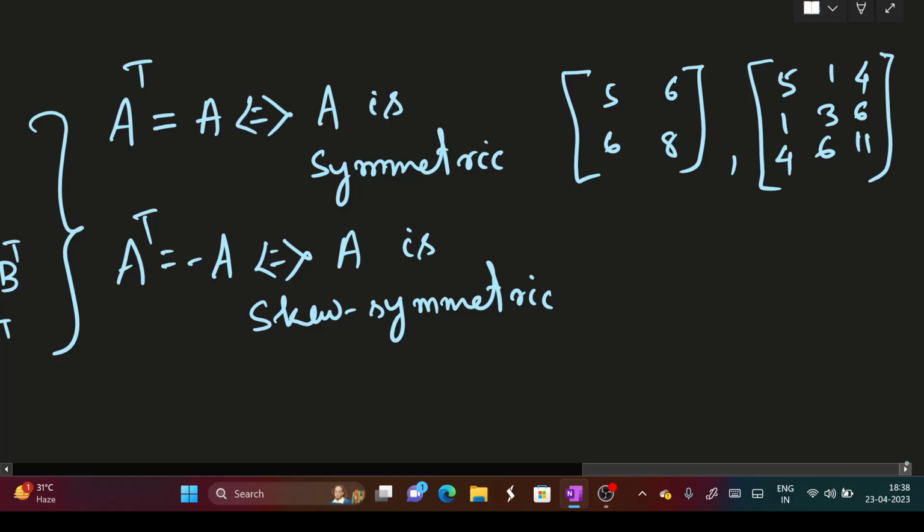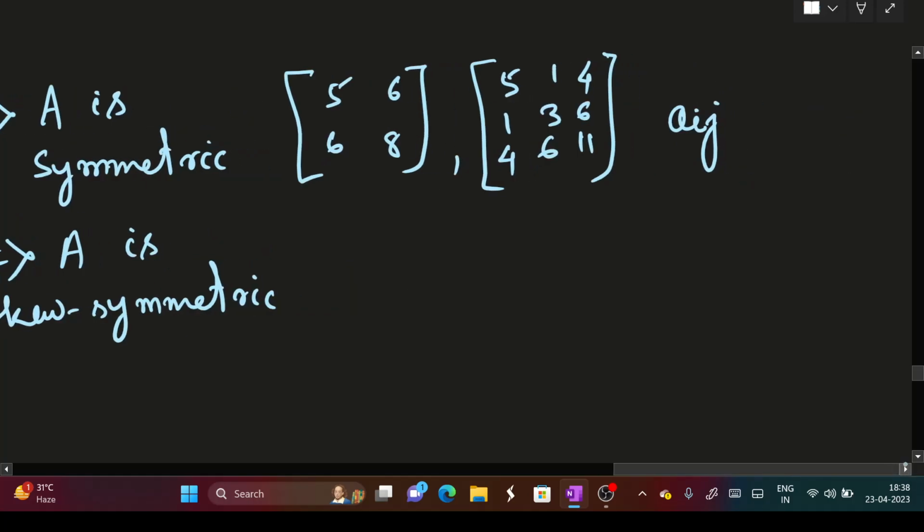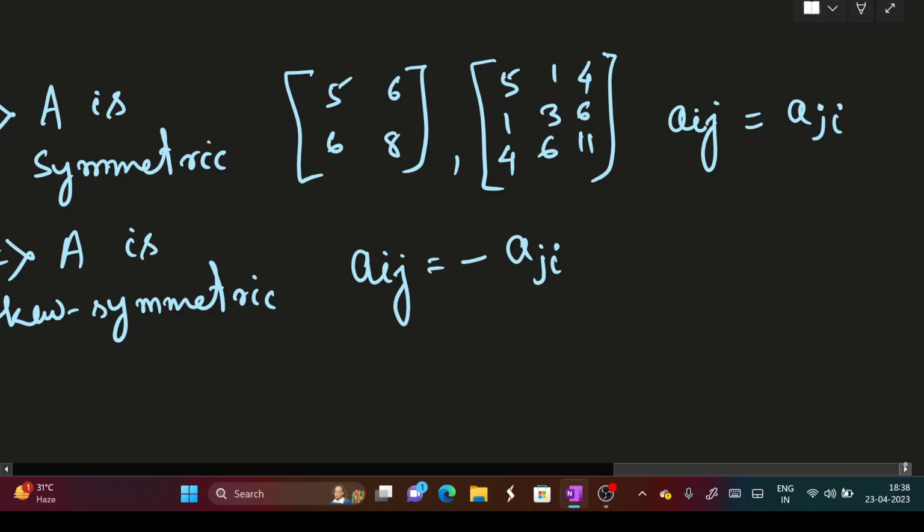Likewise, we can write several examples. Here there is no restriction on the diagonal elements. But all the transpose position elements must be the same. In case of a symmetric matrix, Aij, the general position element, the particular ith row jth column element, is the same as Aji. But in case of a skew symmetric matrix, Aij is equal to negative of Aji. Transpose position contains the negative element.